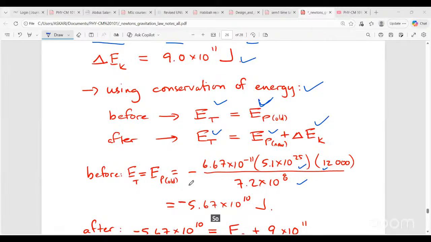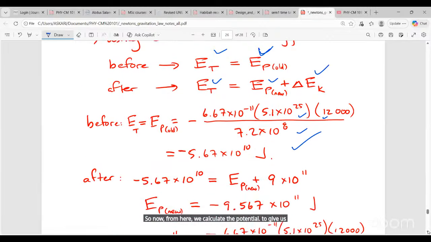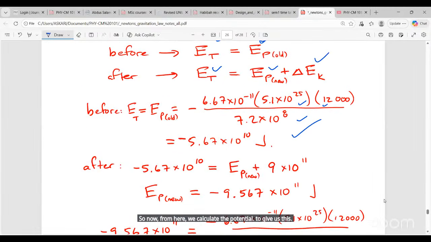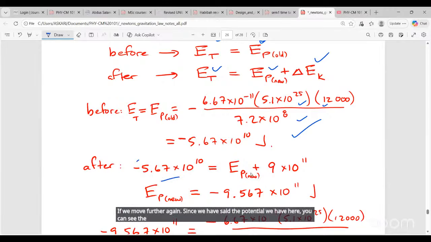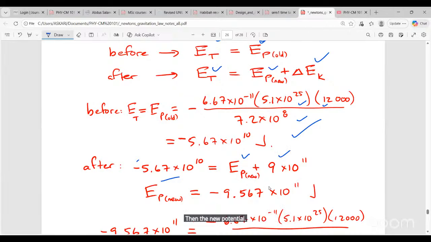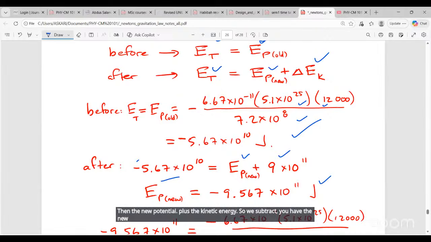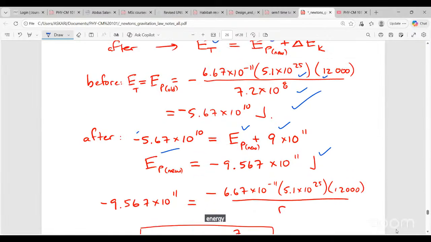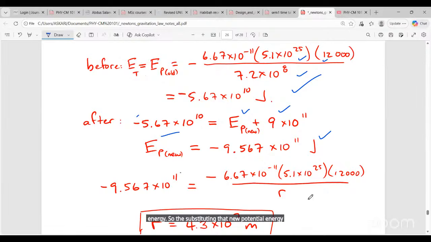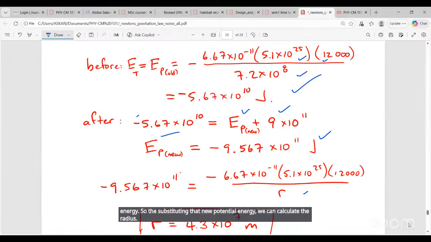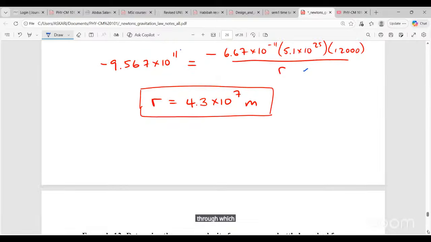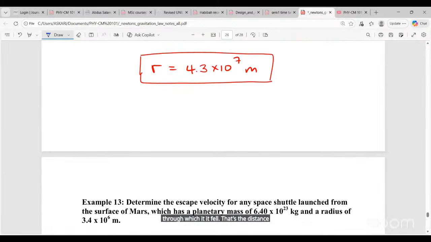So now from here, we calculate the potential to give us this. If we move further again, since we have said the potential we have here, you can see the minus sign still with it. Then the new potential plus the kinetic energy. So if you subtract, you have the new potential energy. So if you substitute in that new potential energy, you can calculate the radius through which it fell. That's the distance through which it fell.